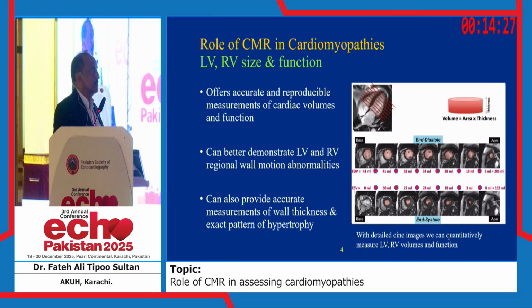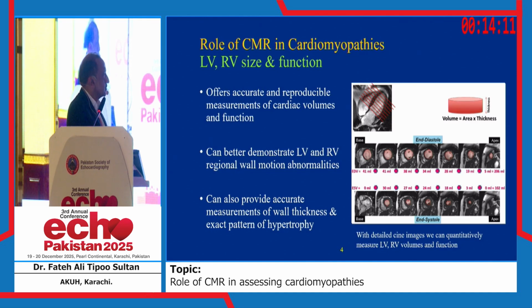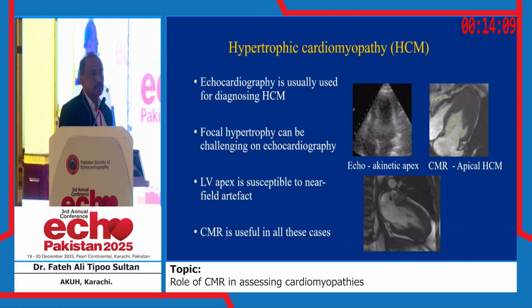One advantage of CMR is that it offers accurate and reproducible measurements of cardiac volumes and function, can better demonstrate LV and RV regional wall motion abnormalities, and can also provide accurate measurements of the wall thickness and the exact pattern of hypertrophy. So we will discuss them one by one. First of all, hypertrophic cardiomyopathy.